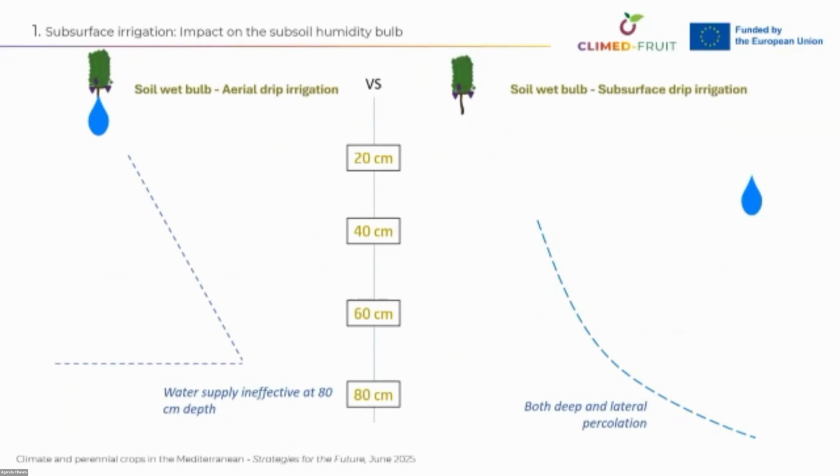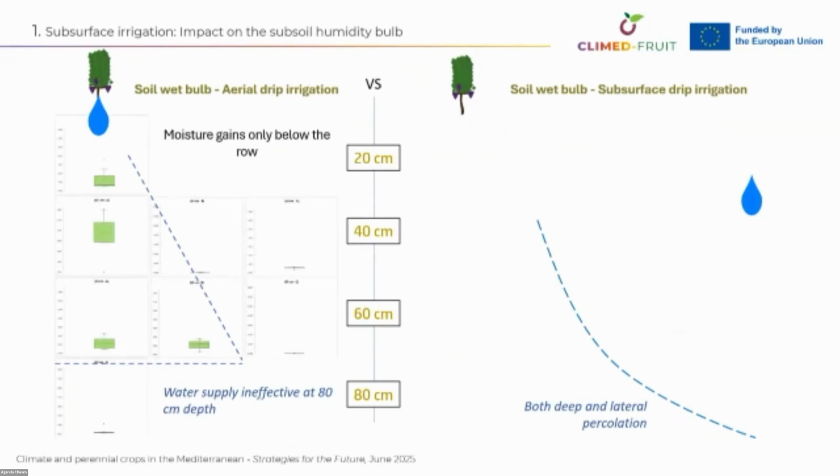Now, to compare the soil wetting bulb of aerial drip irrigation and subsurface drip irrigation. Yes, we can see that for aerial drip irrigation, the moisture gains are only under the vine row, so mostly at 40 centimeter, but also 20 centimeter and 60 centimeter depths. But the water supply is ineffective at 80 centimeter depths.